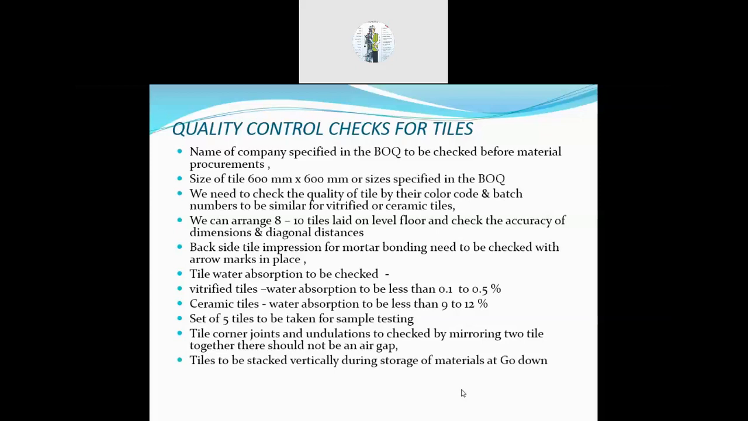The tile corner joints and undulations are to be checked by mirroring, as we have shown you in the quality control procedure in the video. The same procedure you have to follow and see there are no air gaps, and even the diagonals should be checked. And the tiles are to be stocked vertically during storage of materials at the godown. This is very, very important.